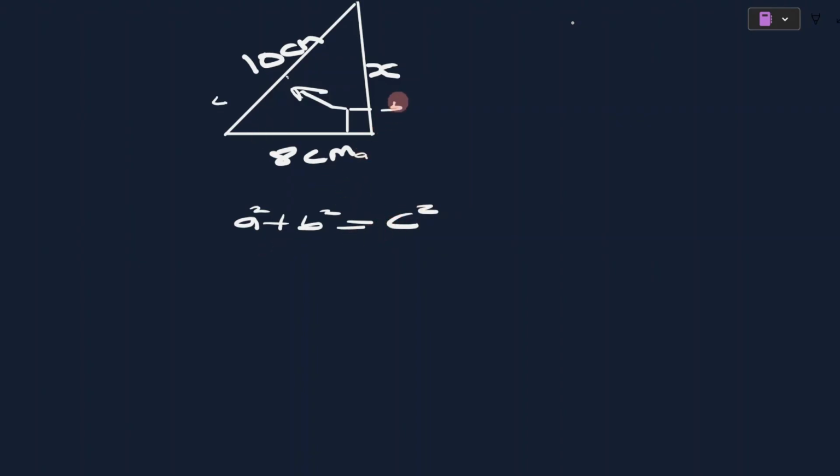So now, to find the value of our S, we now have our A to be 8 centimeters squared plus our B is S centimeter squared, which is equal to our C, which is 10 centimeter squared. So what do we have to do next?